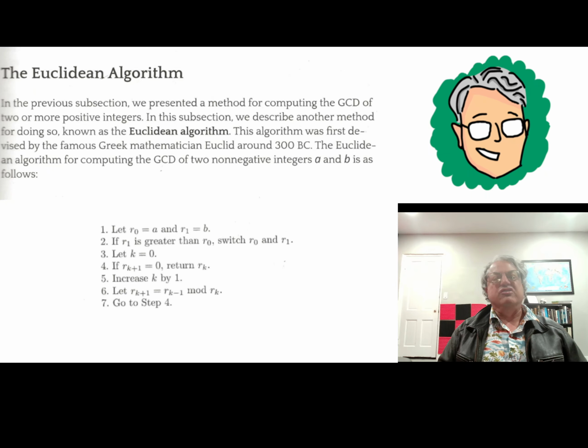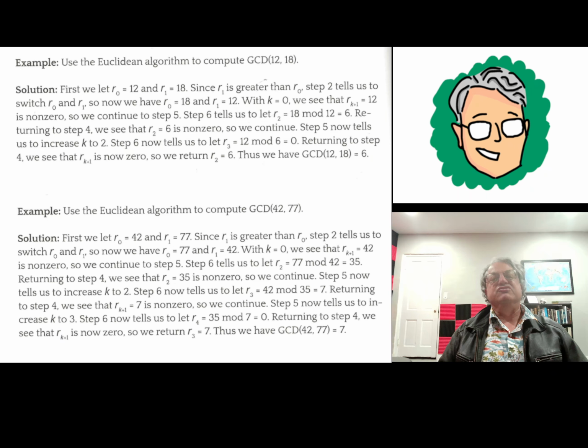You're trying to calculate the GCD of A and B. By convention, we let A be the larger number and B be the smaller. If they're equal, then the GCD is just each of the numbers, so there's really no work to do in that case. But usually they're different, and in that case, we let R0 be the larger number and R1 be the smaller number. So in this case, R0 is 18 and R1 is 12.